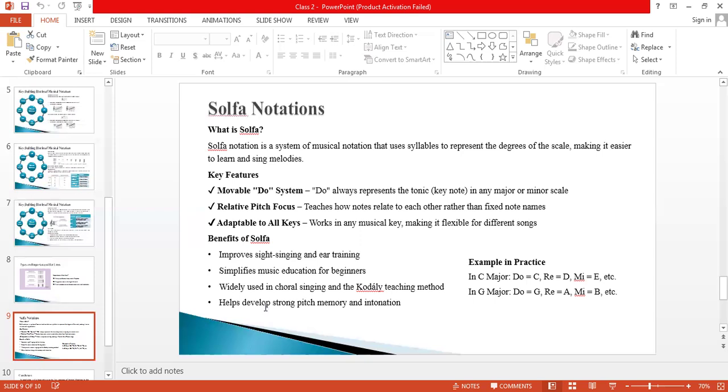So if you are to sing on F, you can still use the solfa notation to sing on F, just like you will sing on G and A. So the benefits of solfa notation: it improves sight singing and ear training. You can hold your hymns and continue to sing, and it will improve your sight singing. The second one, it simplifies music education for beginners. It's widely used in choral singing and the Kodaly teaching method. And lastly, it helps develop strong pitch memory and intonation.